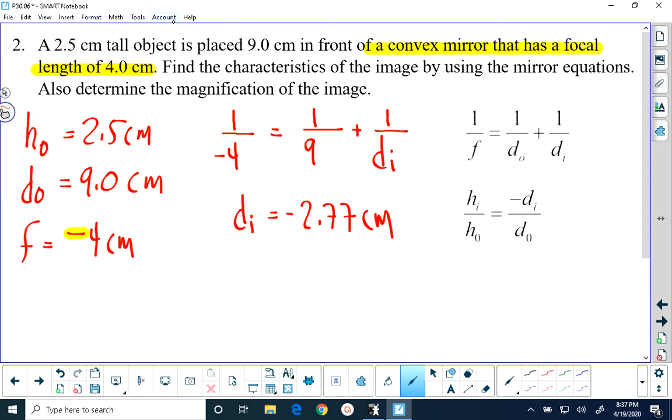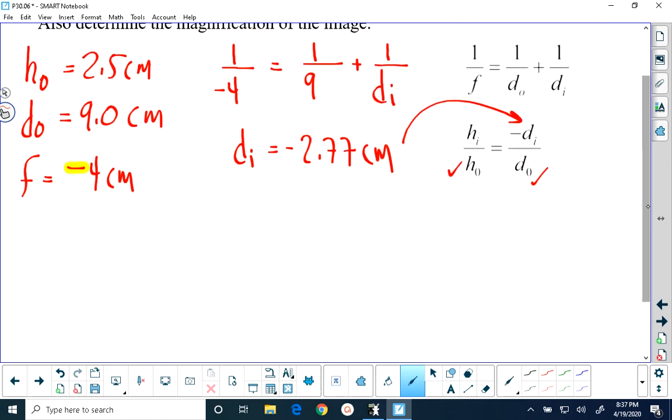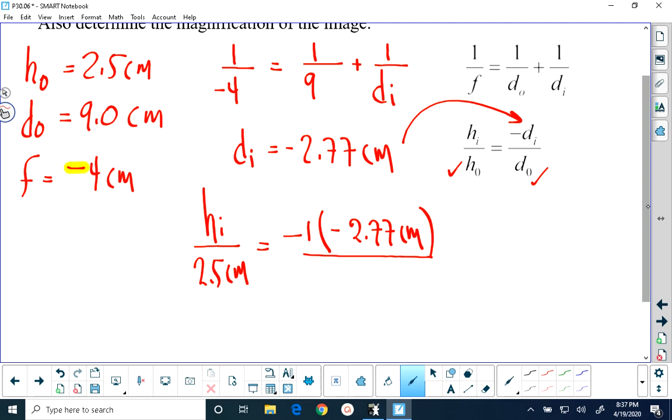Now we're going to do the same thing that we did last time. We're going to load di into this formula along with HO that we know and DO that we know, so we can find HI. The equation becomes HI over HO. HO was 2.5 centimeters equals negative di. Well, negative di means negative 1 multiplied by di, and di itself was negative. Divided by do, which is 9, so now we're going to cross multiply here.